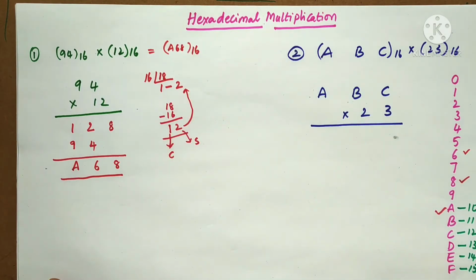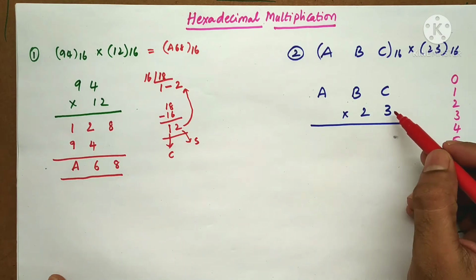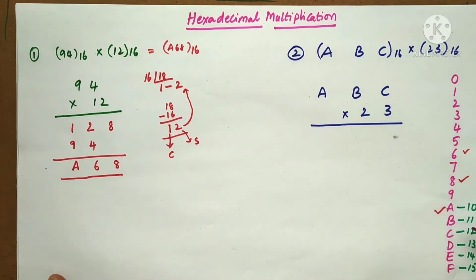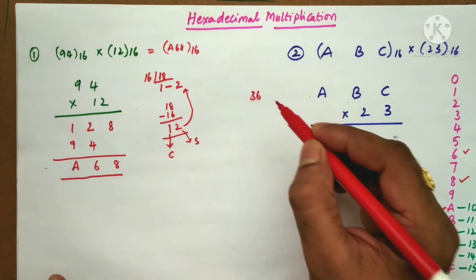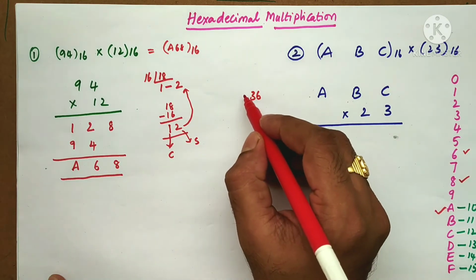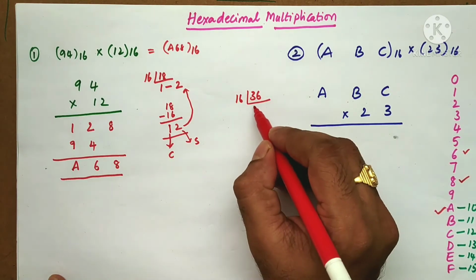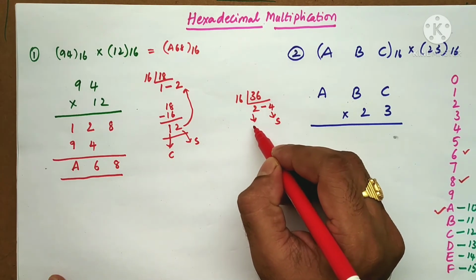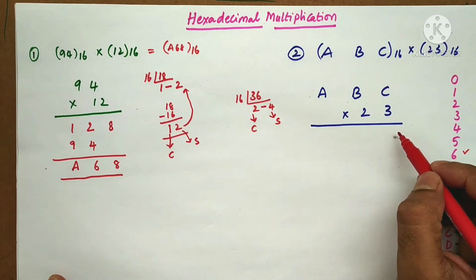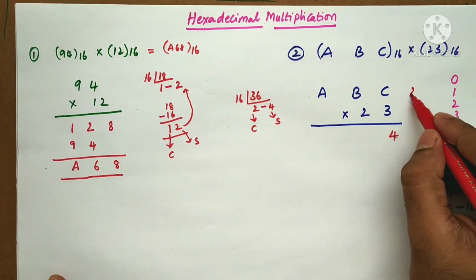And now let us move on to this problem. ABC base 16 into 23 base 16. C means 12. 12 into 3. 3 into C. So C means 12. 12 into 3 is 36. So we have to convert 36 into hexadecimal number system. So 16 2 is 32 and remainder is 4. This is sum and this is carry. So write sum here and carry here.